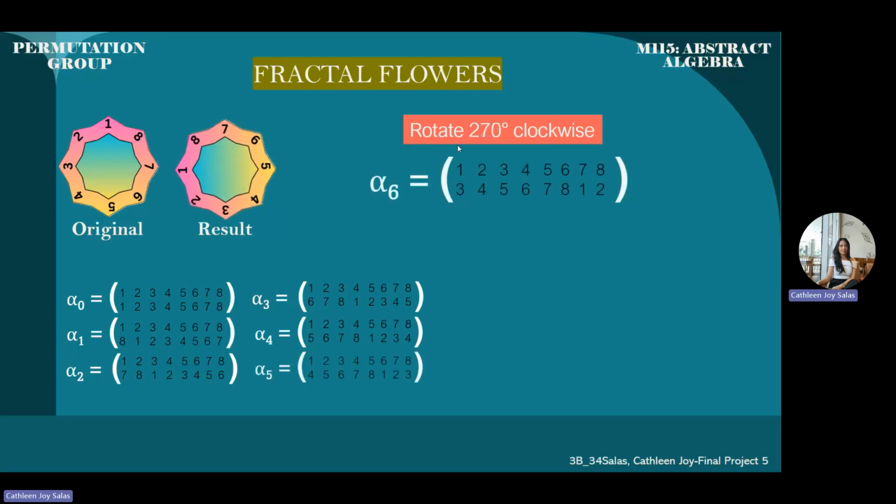For our 270 rotation, we have alpha sub 6 as the permutation of this group. You can see 1 is to 3. That's why we have 1 is to 3 here. 2 is to 4, 3 is to 5, 4 is to 6, 5 is to 7, 6 is to 8, 7 is to 1, and 8 is to 2.